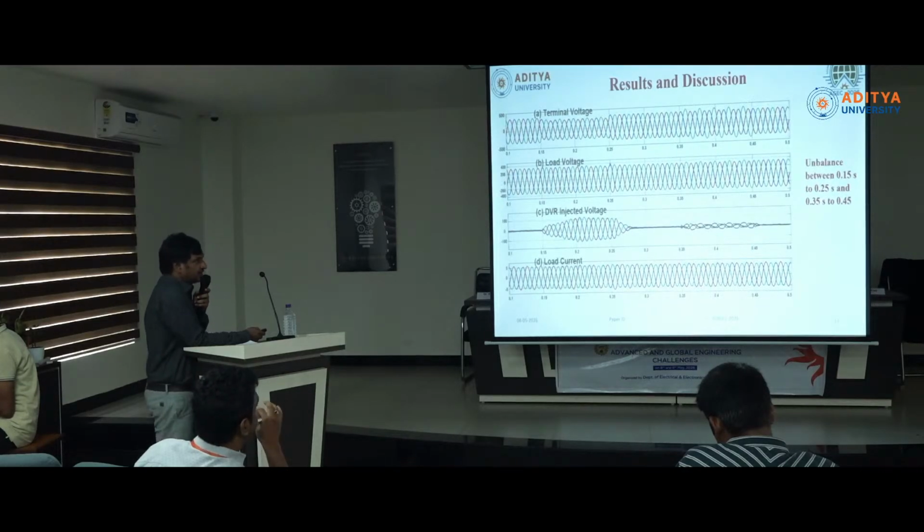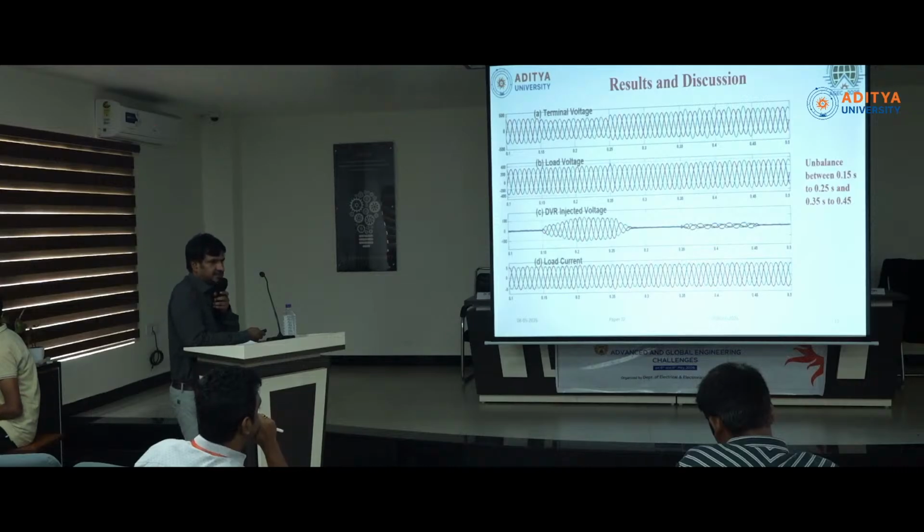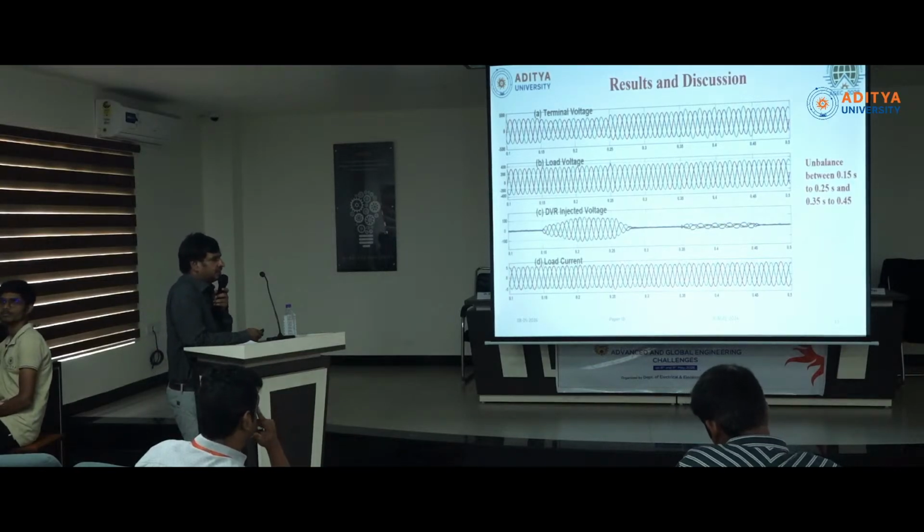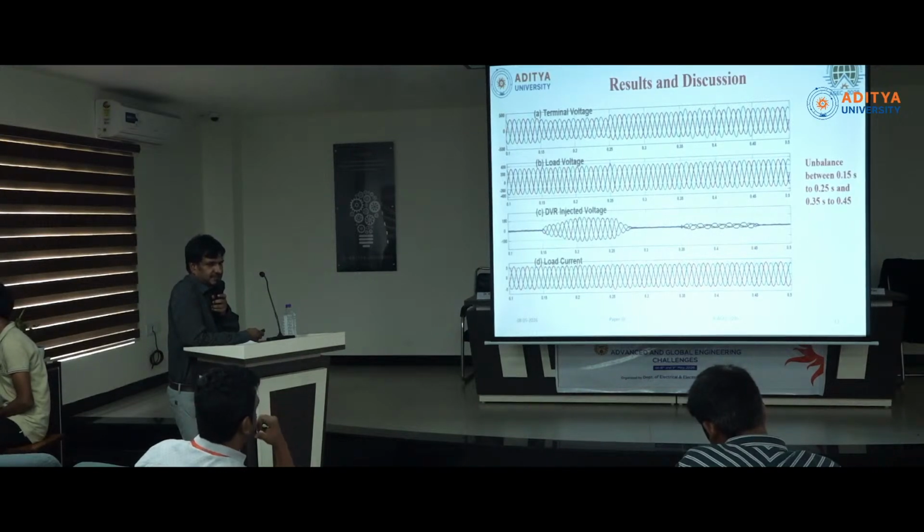In the first case, we can see the load voltage and current are very smooth. In the second case we have the unbalance, where we have a sag and swell at the same time. From 0.15 to 0.25 both sag and swell are there, and at that time the DVR is generating energy to balance the voltage and current. From 0.35 to 0.4 we can also see the unbalance.